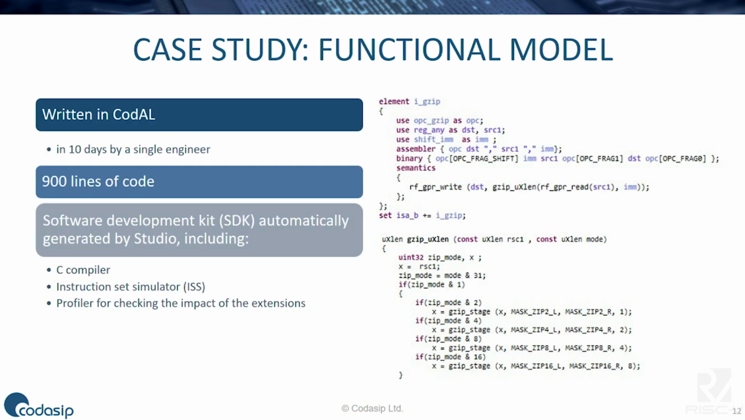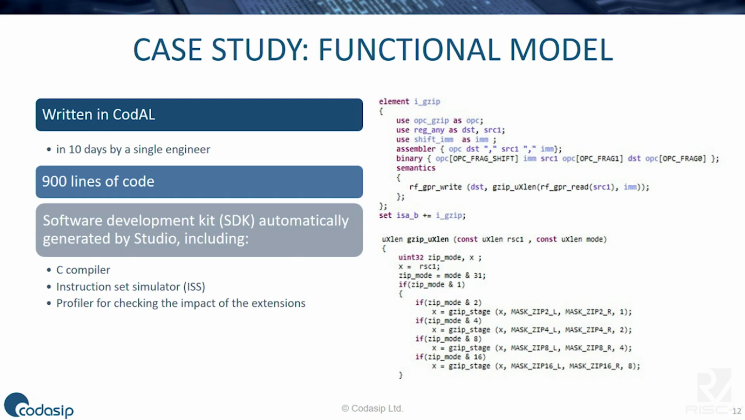In the case of a functional model, it took like 10 days to do it. It's about 900 lines of code. Here is an example of a gzip instruction. Again, nothing complex, as you can see. The most important part is here, the function that does the gzip in the end. The point here is that thanks to the Studio, everything was generated automatically, and you have an SDK that you can use for software development in 10 days, which is really impressive, I think.